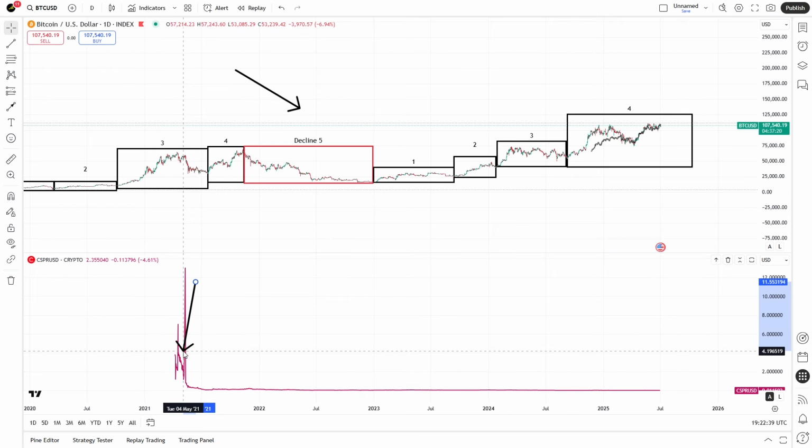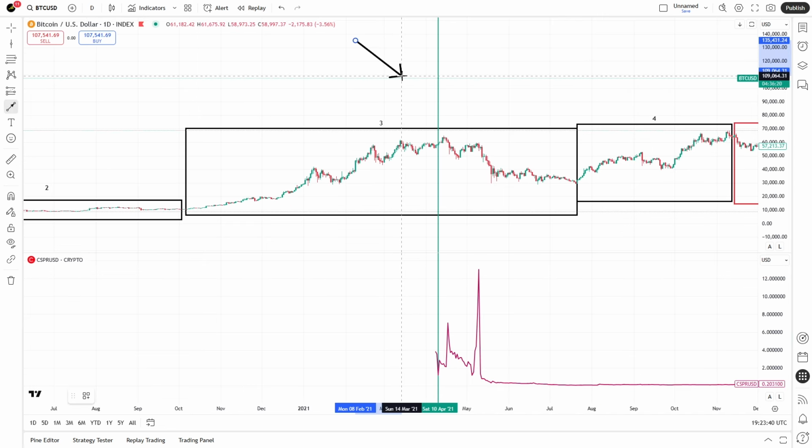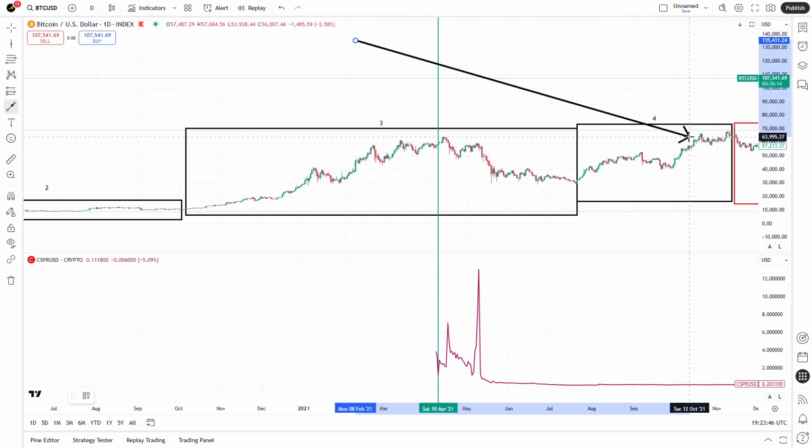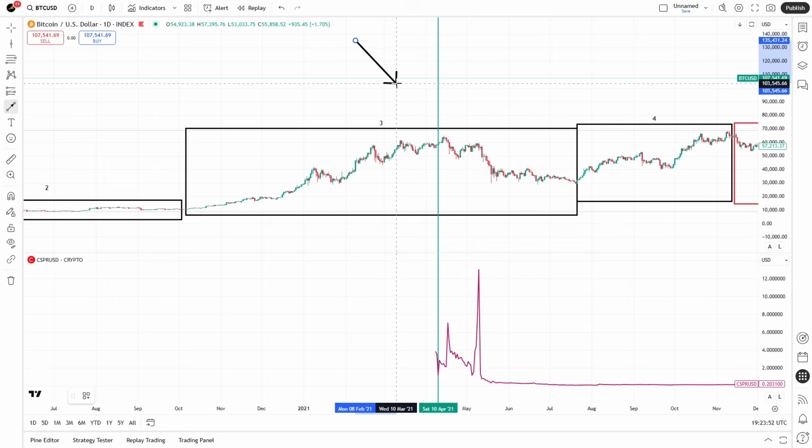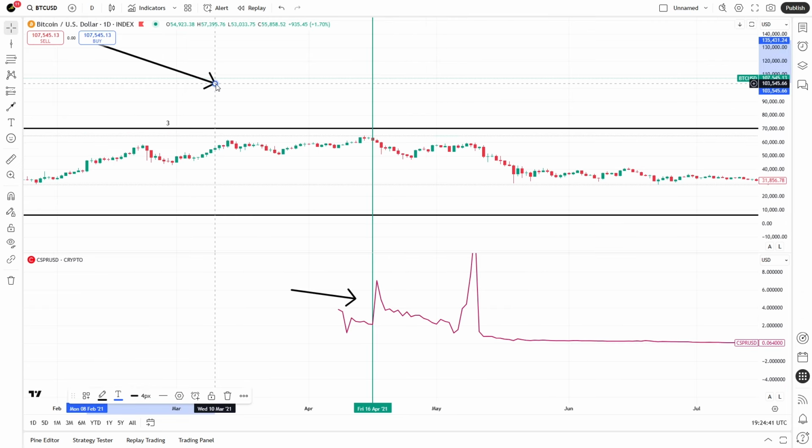So let's zoom in and get a closer look at what is taking place on this chart. Okay, so this is back in 2021. This is the third box before the peak, which is the all-time high, and then of course it moves into the decline. So if we look at Casper, which is down below, okay, so here we are zoomed in a little closer.